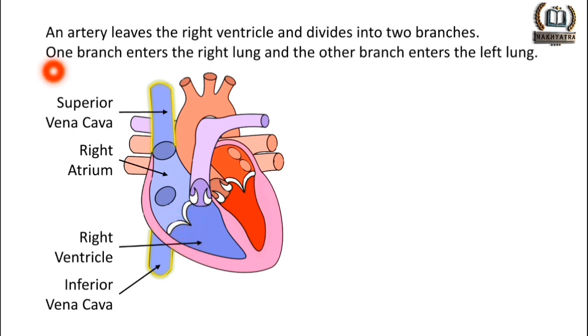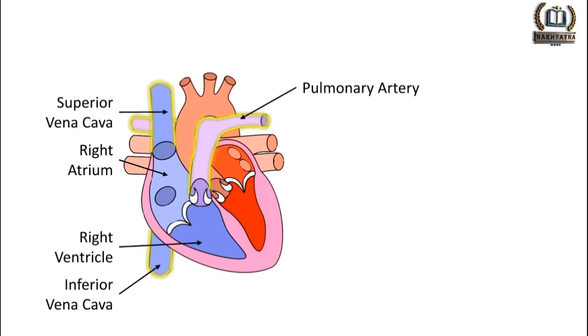An artery leaves the right ventricle and divides into two branches. One branch enters the right lung and the other branch enters the left lung. So, a artery to our right ventricular pra ulai duta branch divide hoise. Can you see here? These are the two branches. So, eta branch a right lungot humaise aru itu branch left lungot humaise. Clear everybody? Now these are called the pulmonary artery.